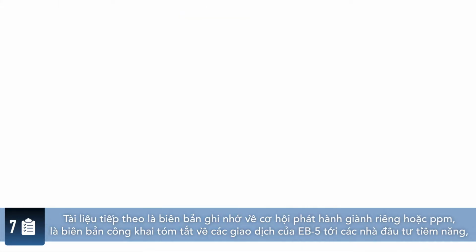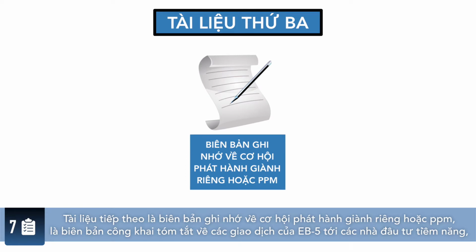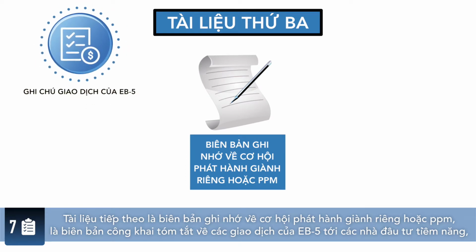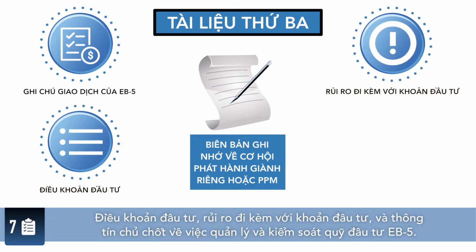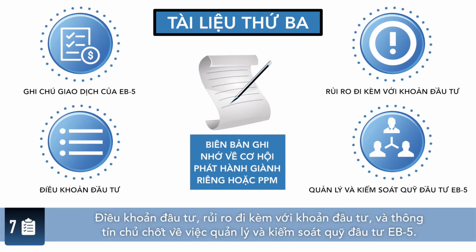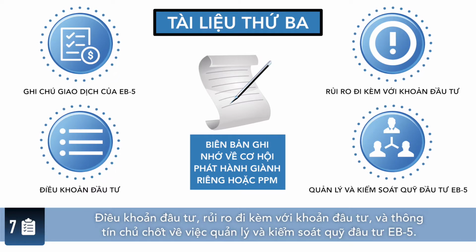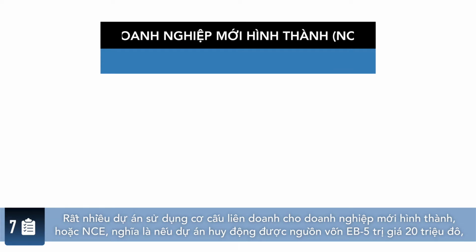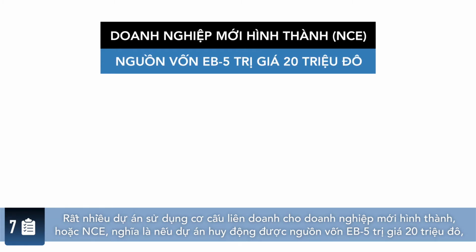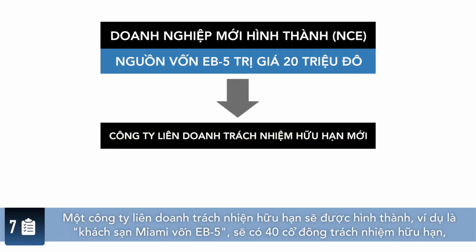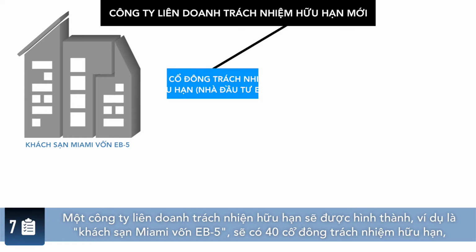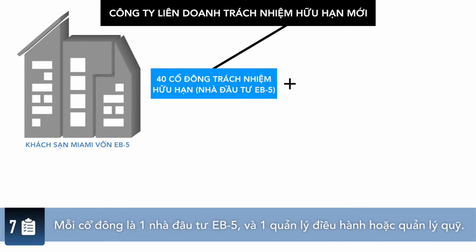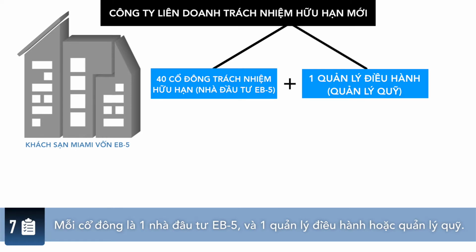The next document is the Private Placement Memorandum, or PPM, which is a disclosure document to potential investors summarizing the EB-5 transaction, the terms of the investment, the risks associated with the investment, and key information regarding the management and control of the EB-5 investment funds. Many projects use a partnership structure for the new commercial enterprise, or NCE, which means that if the project is raising $20 million worth of EB-5 capital, a new limited partnership will be formed. For example, EB-5 Hotel Fund Miami, which will have 40 limited partners, each an EB-5 investor, and one general partner or manager of the fund.